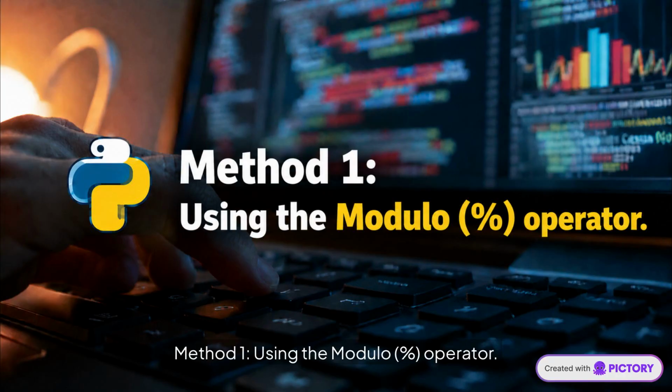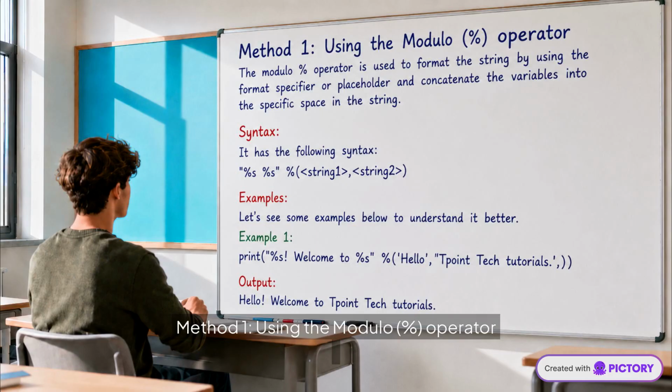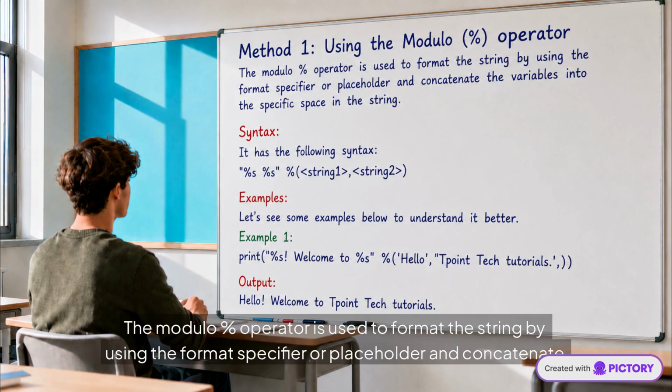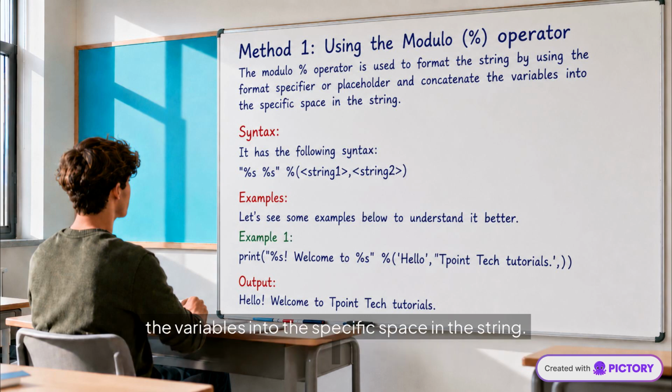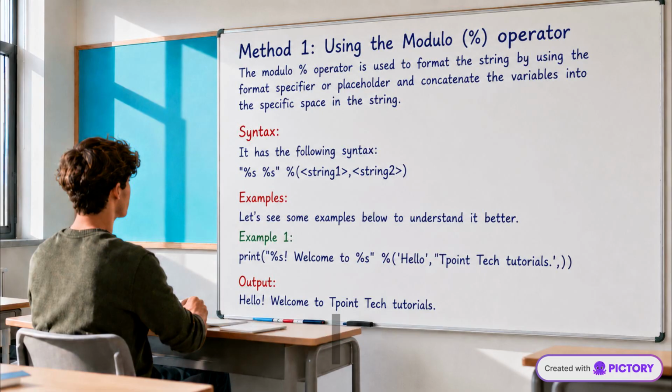Method 1. Using the modulo % operator. The modulo % operator is used to format the string by using the format specifier or placeholder and concatenate the variables into the specific space in the string. Syntax. It has the following syntax: % <string 1> <string 2>. Examples. Let's see some examples below to understand it better.